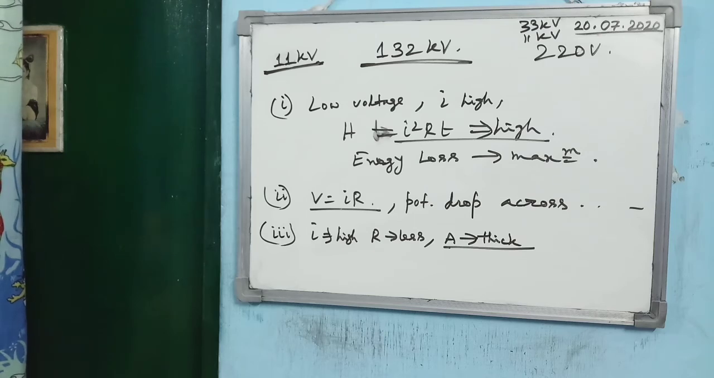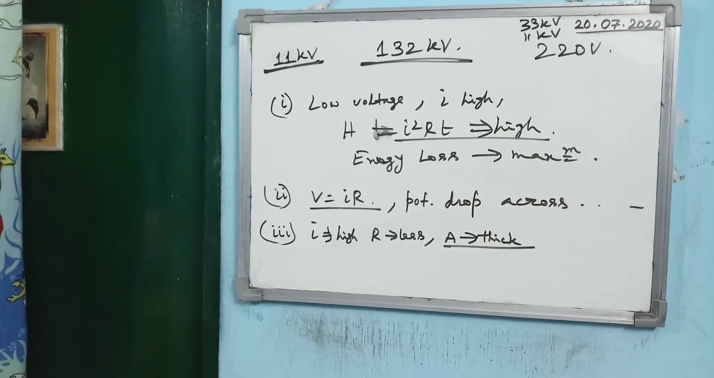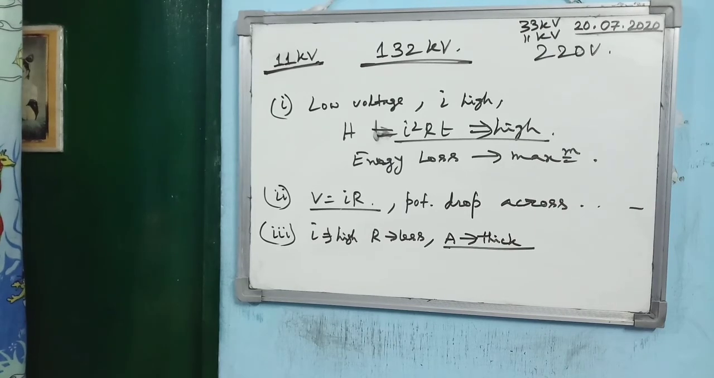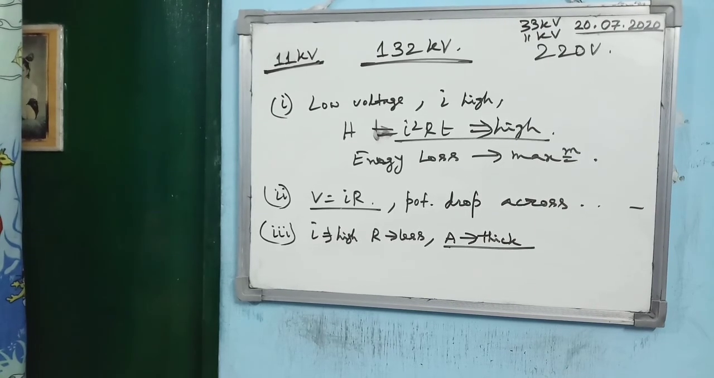Now the last 2 topics that I have discussed, the utility of the transformer, why power is transmitted at high voltage, and the advantages of alternating current, are nicely given in your book point-wise. I have not written them properly on the board, so you can learn them from the book itself.